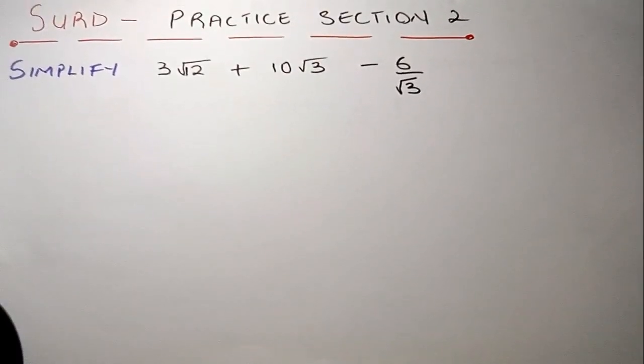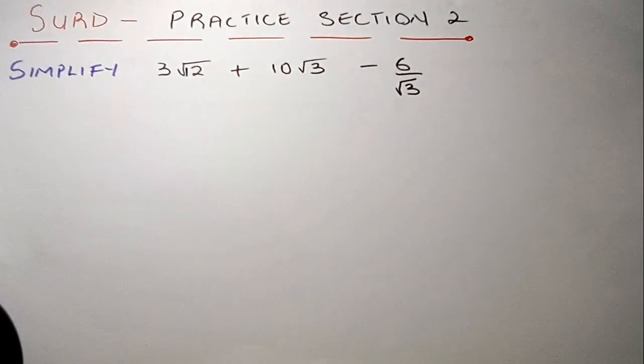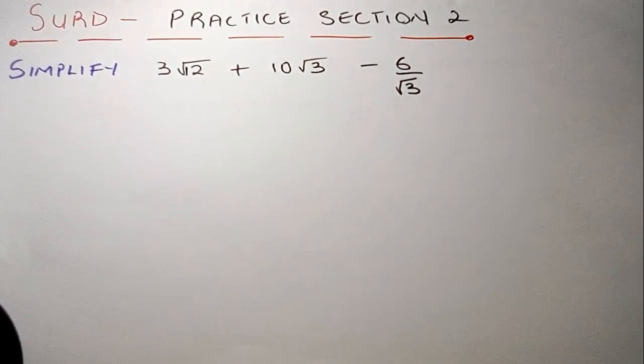Now let's go to the next one. So now in this one, we're asked to simplify 3 root 12 plus 10 root 3 minus 6 over root 3. Now if you look at it, you see that it is a combination of simplification and rationalization.